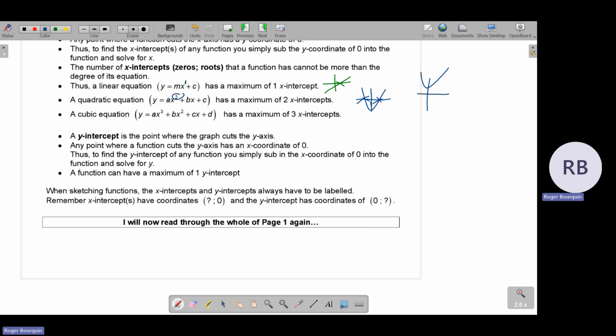And a cubic equation, y equals ax cubed plus bx squared plus cx plus d, has a maximum of 3. So that's what a cubic looks like. You're going to draw this in matric.